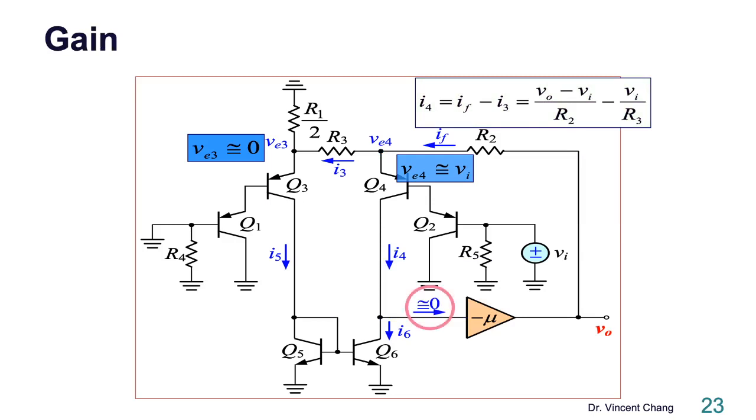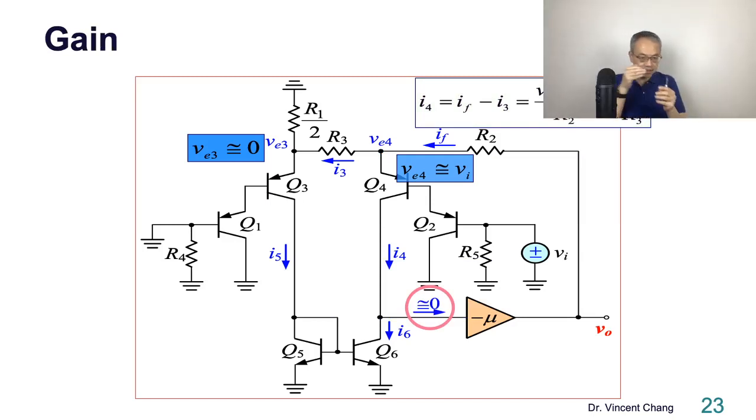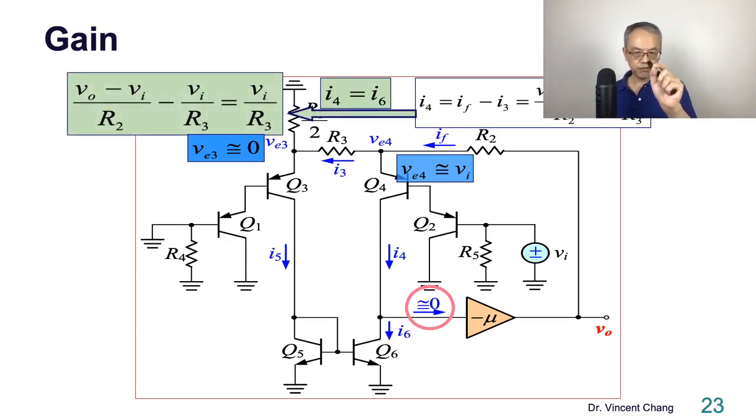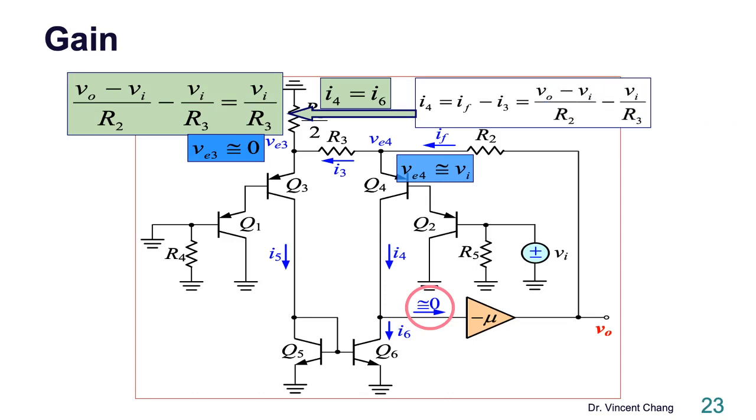Get it? So if we neglect this current, why can this current be negligible? Because it's the base current of the common emitter amplifier. So the base current we neglect. So I4 equals I6, 6 equals 5, 5 equals 3. So we can substitute I4 with I3. So I3 is VI divided by R3. Let's look at this again. So VI divided by R3 represents I4.